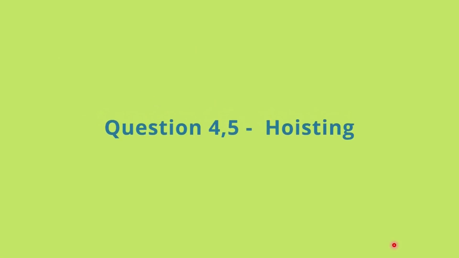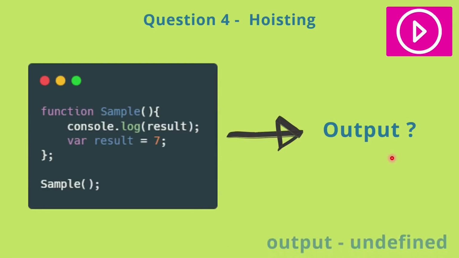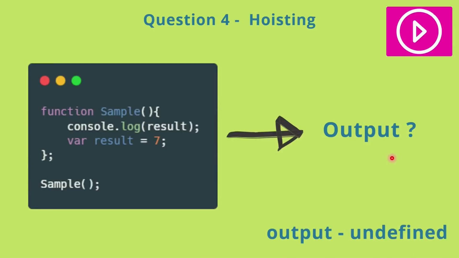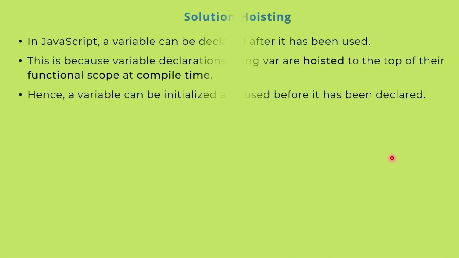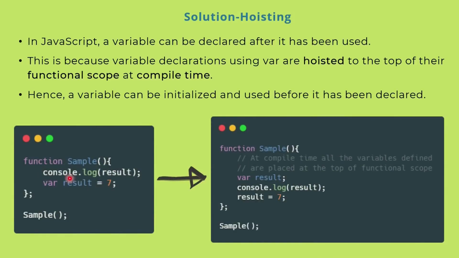Now we will move on to problems on hoisting. We are given this program and we have to predict the output. The output will be undefined. Let's take a look at the solution. On the left, we have defined this program and we have initialized a variable result equal to 7, but we are trying to print that variable before assigning it.